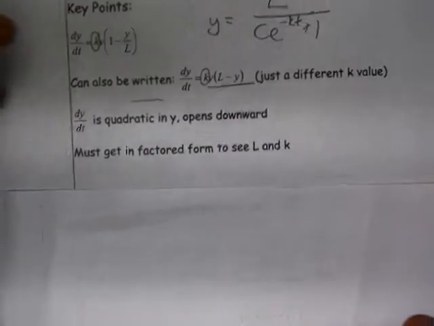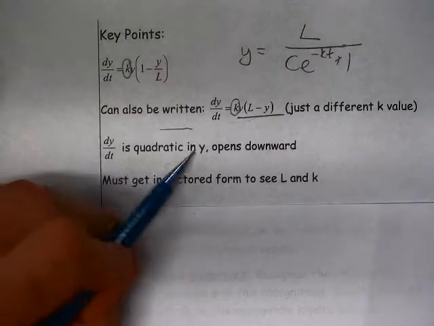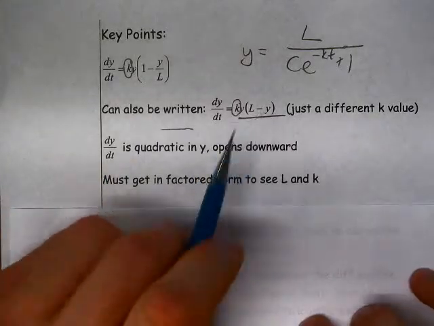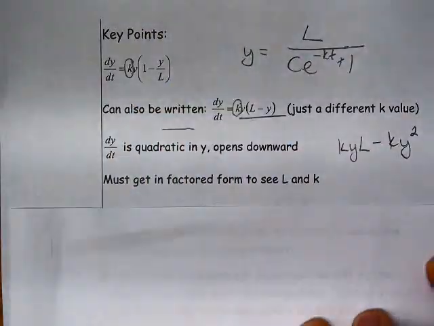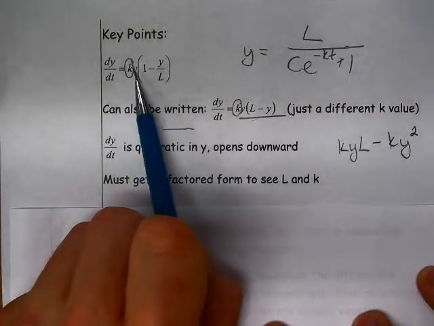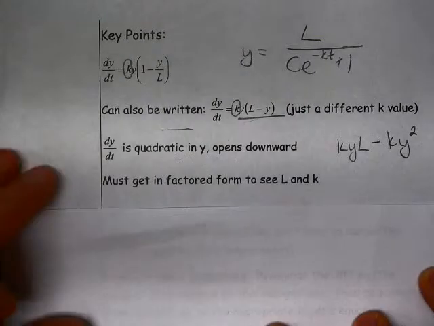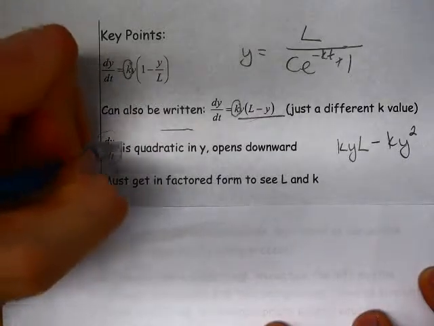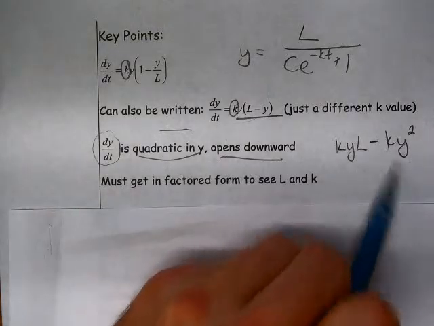Okay, so in either case, dy dt, the differential equation, is quadratic in y. So in either case, if I distribute this ky through here, I have kyL minus ky squared. That is dy dt. Right, and here I would have ky minus ky squared divided by L. Right. So the differential equation itself is quadratic in y, and that quadratic would open downward, because we have a negative coefficient on the y squared term.